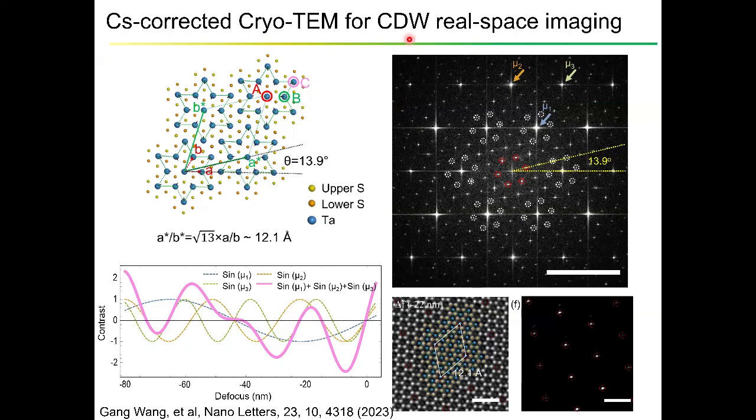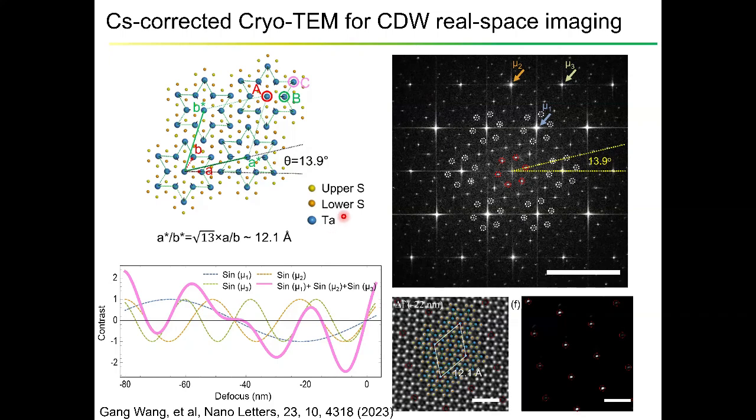Okay, so charge density wave, it's a quantum phenomenon that only happens at low temperature. It means the electrons prefer to form larger clusters, and so it will form a large periodic lattice distortion in the lattice. For example, a very typical quantum material like TaS2, tantalum disulfide.